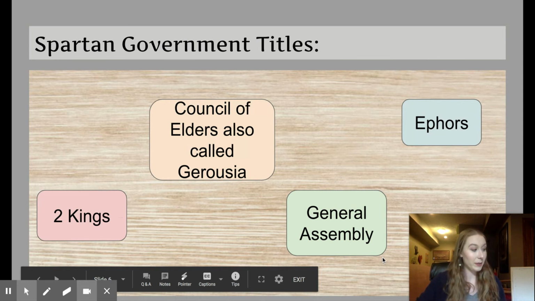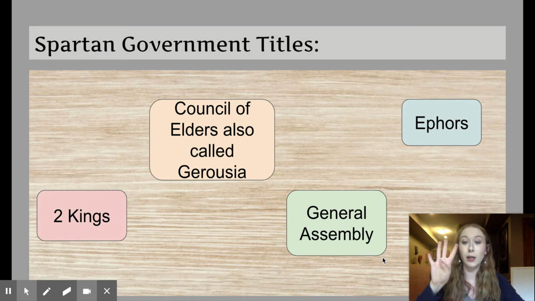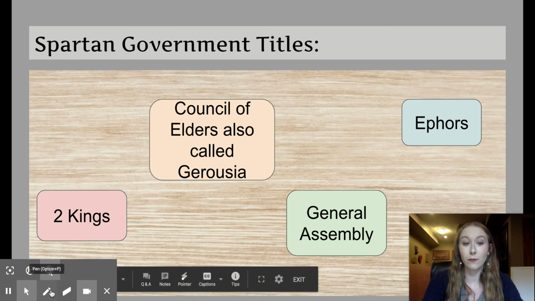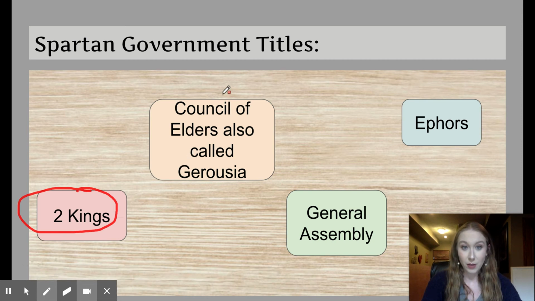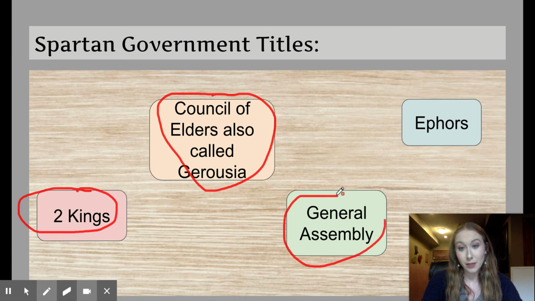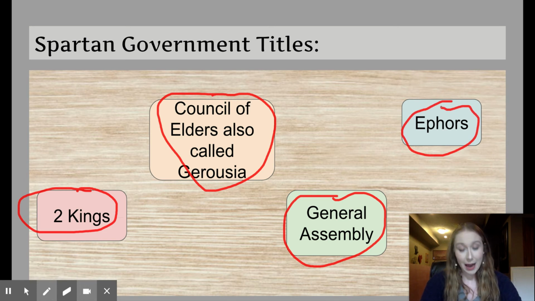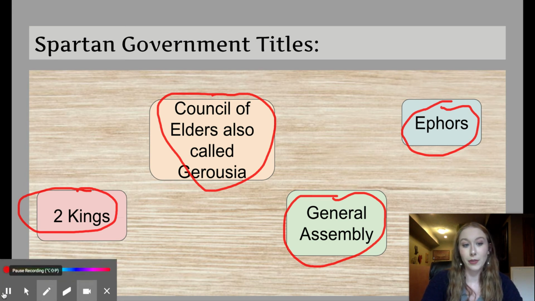Okay, so Spartan government titles. In Sparta, there are 4 areas of the government, and we're going to talk about each of those areas, and we're going to dig a little deeper. So our first area is our 2 kings, okay? Then we have the Council of Elders, and that is also called the Gerousia, okay? Then there's the General Assembly, and don't confuse this with Athens' General Assembly, okay? Athens had a General Assembly, Sparta has their own. Our last group is called the Ephors. All right? So we have 4 different groups that we're going to talk about throughout this.